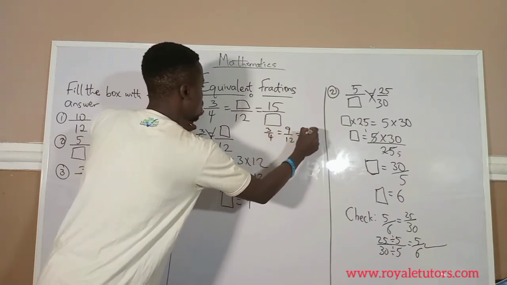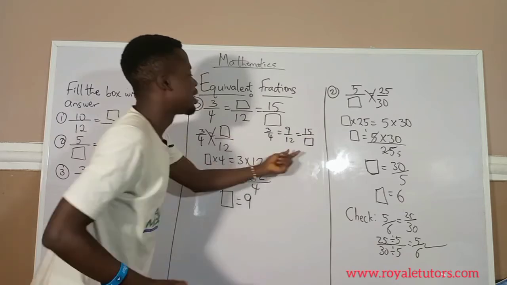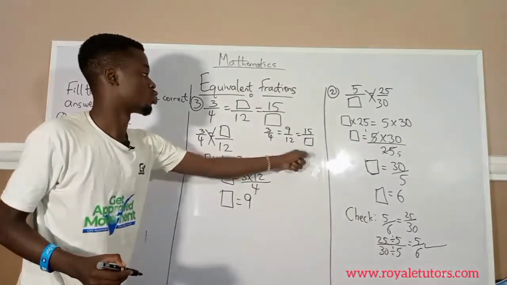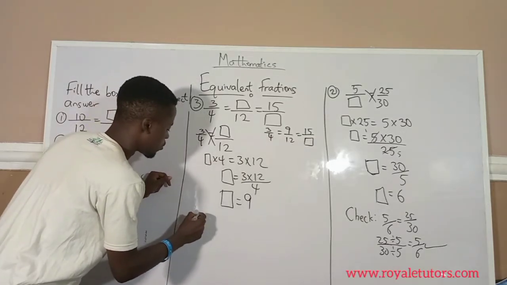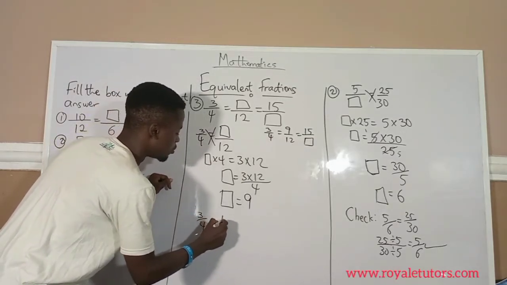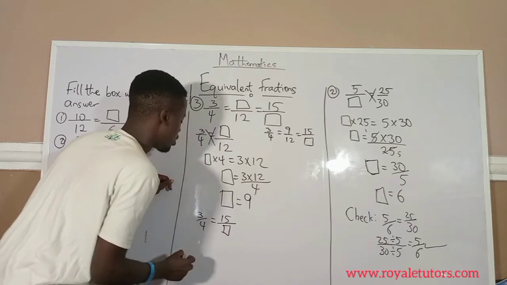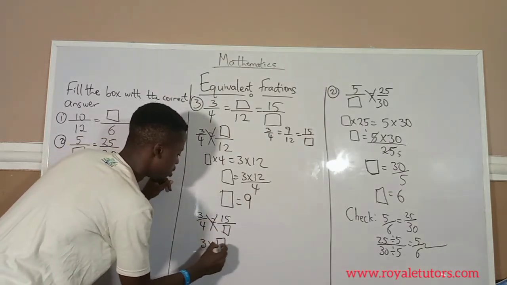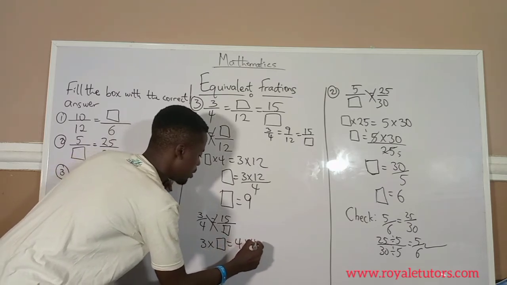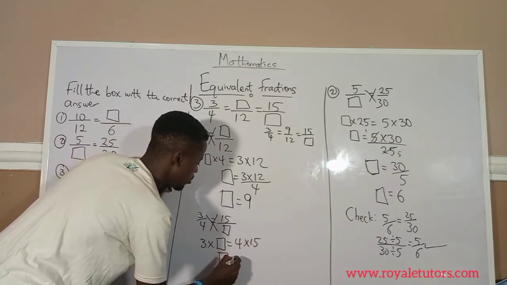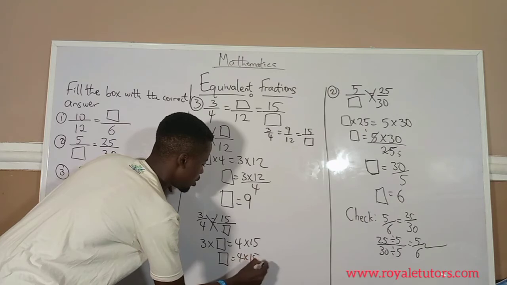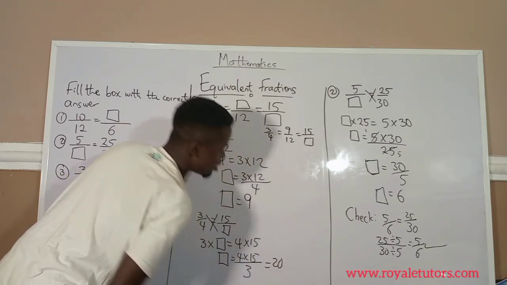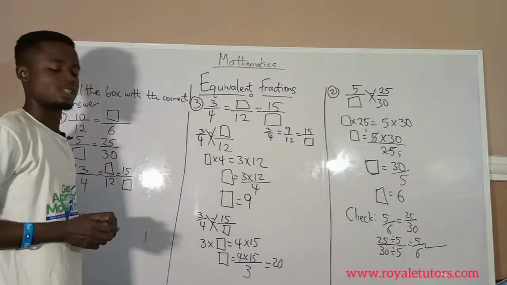Now you are left with 15 over box. So you can pick another pair. You can decide to pick this one and this one, or you pick this one and this one. So me, I want to pick another one. I want to pick 3 over 4 is equal to 15 over box. So when you cross multiply, you have 3 multiplied by box is equal to 4 multiplied by 15. So you are going to be having the box to be 4 multiplied by 15 divided by 3. And if you do that very well, you get the answer to be 20.